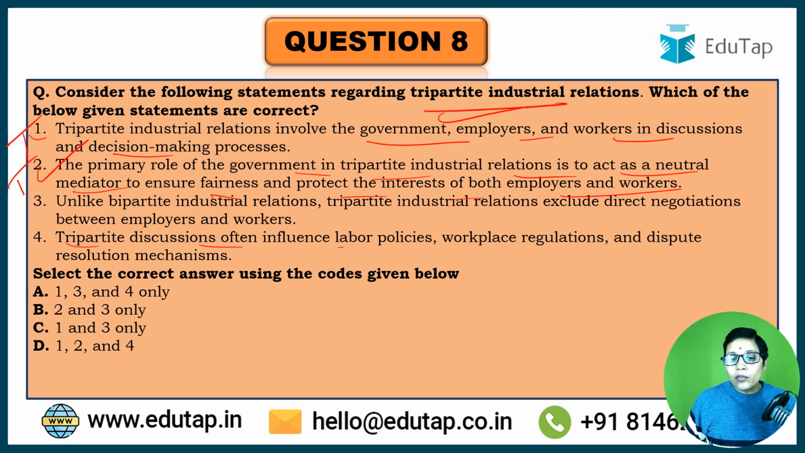Tripartite discussions often influence labor policies, workplace regulations and dispute resolution mechanisms. Obviously these are all there because the government is also involved, so labor policies also come into this. So definitely this is also true. Unlike bipartite industrial relations, tripartite industrial relations exclude direct negotiations between employers and workers. That is not so, because they are to be involved but with the mediation of the central government. So this is not central government, the appropriate government. So this is false in this case. So here only 1, 2 and 4 are correct. So here D is the correct answer.